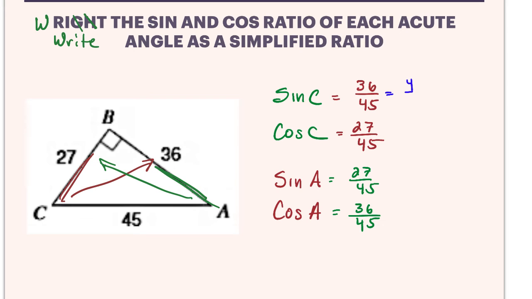Divisible by 9. Divisible by 9. Divisible by 9. 9. Yeah, there we go. 3/5. And divisible by 9. 4/5. And we're done.